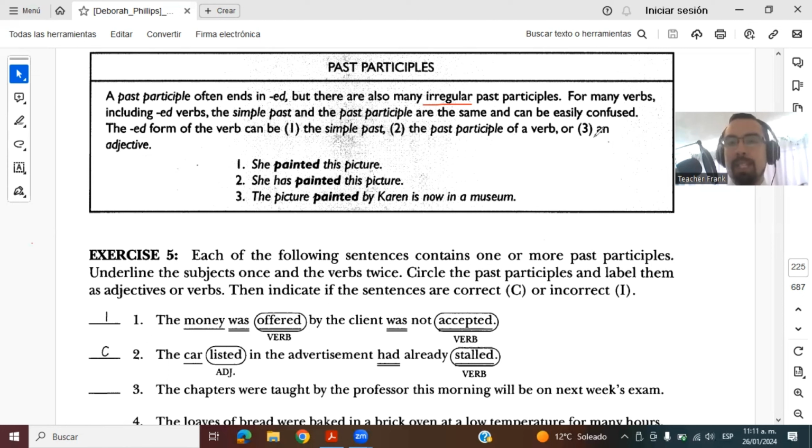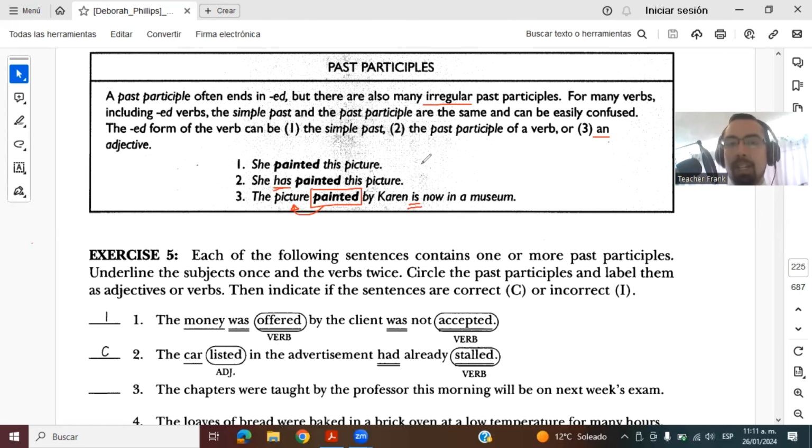So for example, it's an adjective when there is another verb in the sentence, like "The picture painted by Karen is now in a museum," right? Painted in this case is an adjective because it just describes the picture, plus the picture can't paint. It is a past participle when it has some form of the verb be or have, in this case, has: "She has painted this picture."